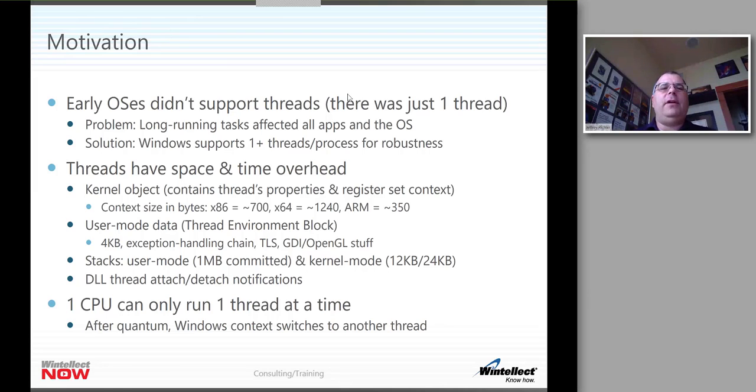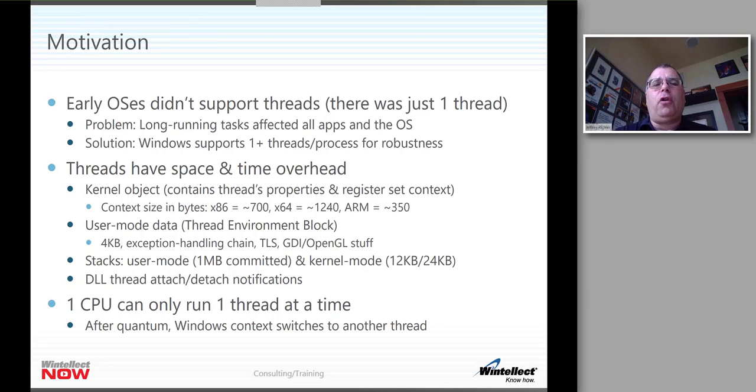This data structure varies in size depending on the CPU architecture that you're running on. If you're on an x86 computer, it's about 700 bytes. An x64 computer, it's about 1240 bytes. If you're on an ARM processor, that's about 350 bytes. And this kernel object contains some various thread properties, like the date and time when the thread was created, what's the current state of the thread, is it running, is it waiting to run, is it waiting for an I/O operation, and it contains the register set context. That's the set of CPU registers that are required by the CPU that's on the motherboard.